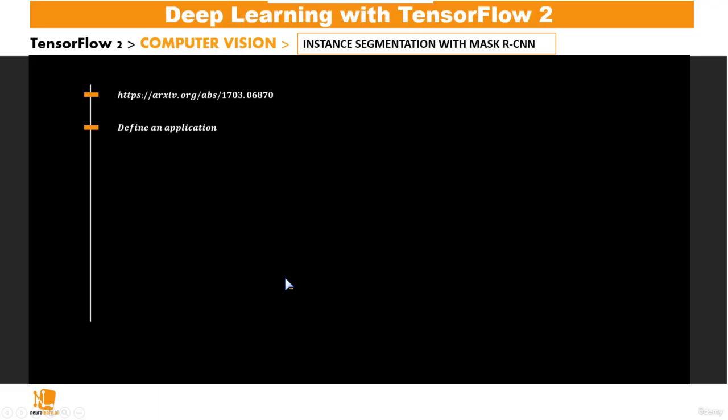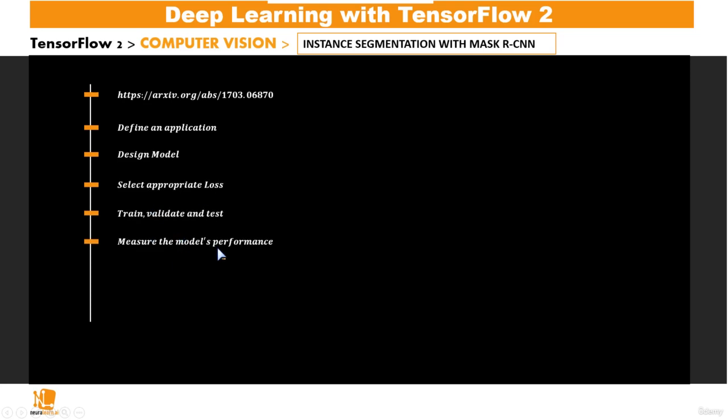And so you would have to define an application in which you could use instance segmentation in solving that problem. Either collect your own data set or use an already available data set. Use a model similar to what was given in the Mask R-CNN paper, a lot similar, and then train, validate, and test your model. Then measure the model's performance.